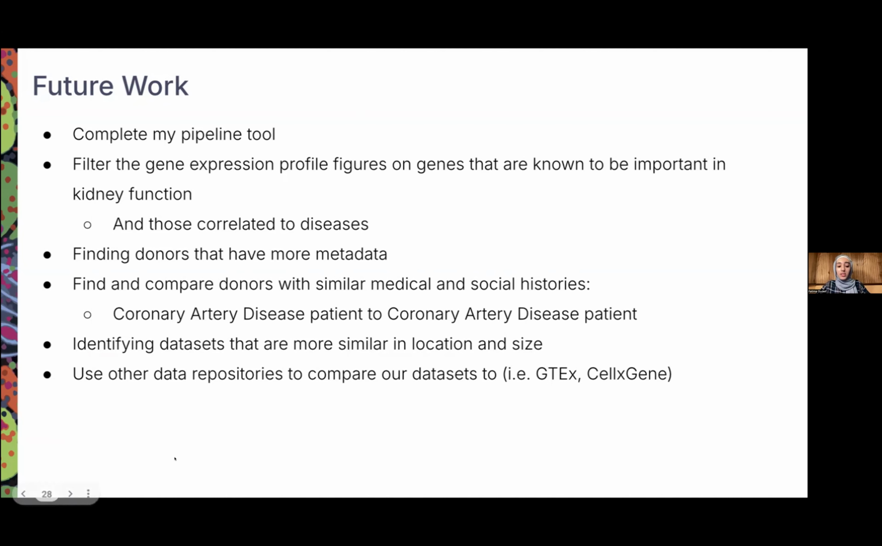And we want to also identify data sets that are more similar in location and size so we could try to eliminate all those differences that come from the data sets themselves. Like, I don't want differences showing up because my tissue blocks were from different locations. No, I want the differences to show up because my donors are different. One of my donors has this medical condition while my other donor is more healthy. Finally, we want to use other data repositories to compare our data sets to, like GTEx and Cell by Gene.